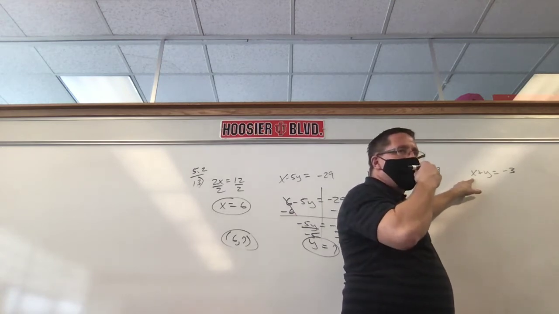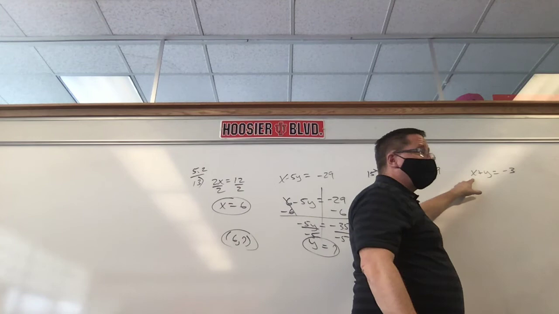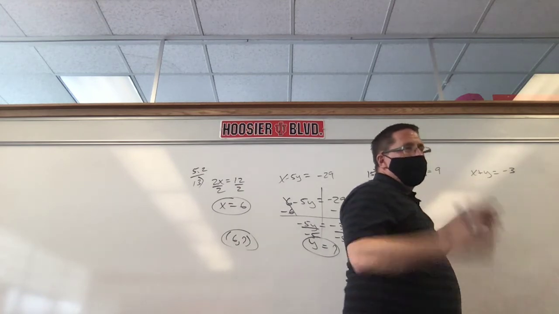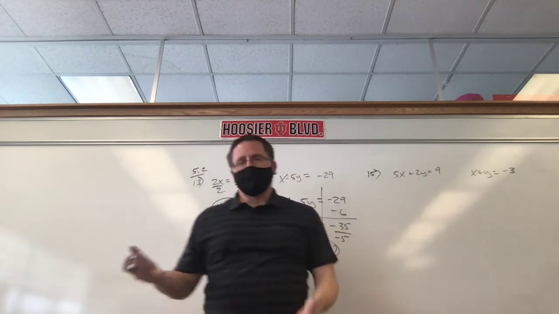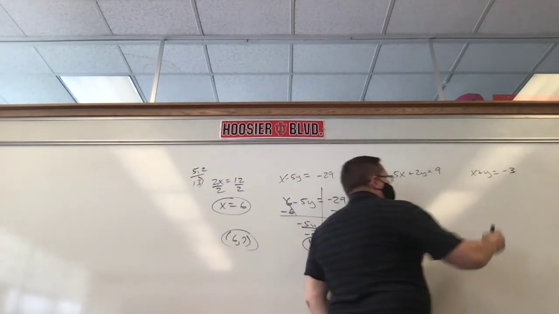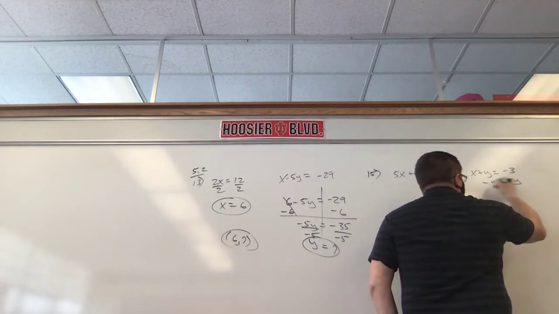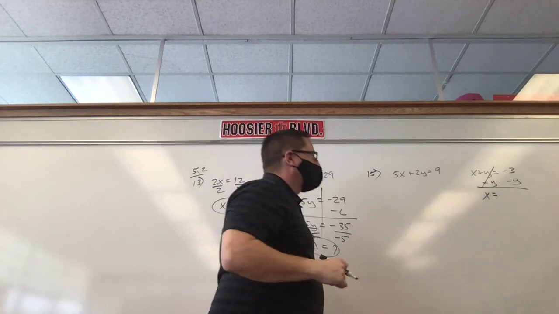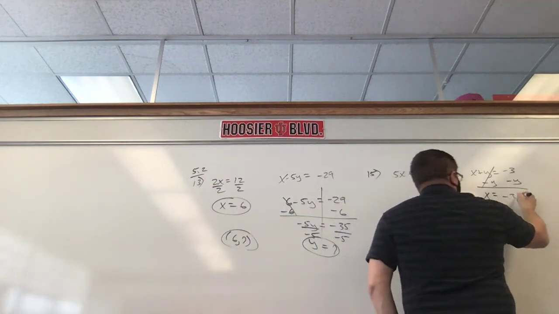How do you get x by itself? Subtract y. How do you get y by itself? Subtract x. So, which is harder? Doesn't matter. So let's get x by itself. Minus y, minus y. So what does x equal? -3 minus y.